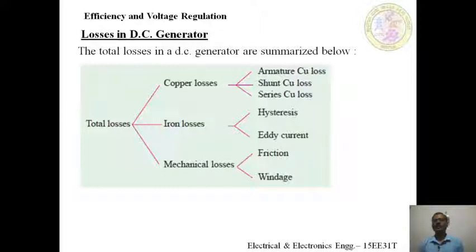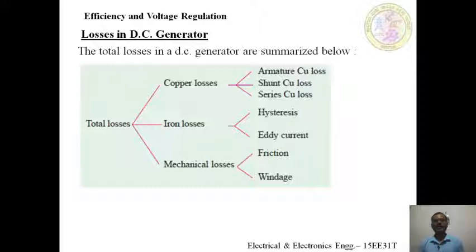To reduce this loss, the thickness is reduced, and the cores are made with the help of laminations. By using the laminated core, the loss due to eddy current effect can be reduced. Both these losses, hysteresis and eddy current loss, collectively, are core losses. They are constant in all the generators. These core losses or iron loss or magnetic loss are around 20 to 30% of the full load losses.